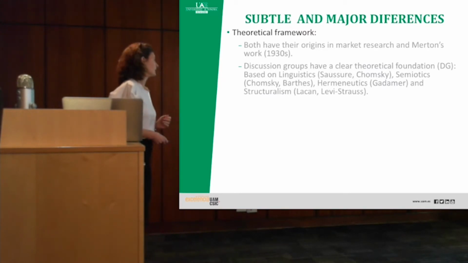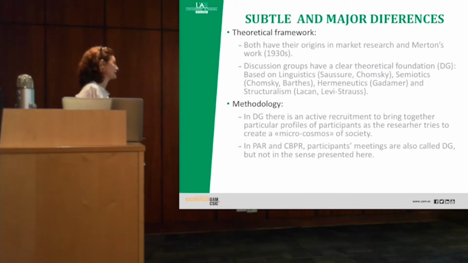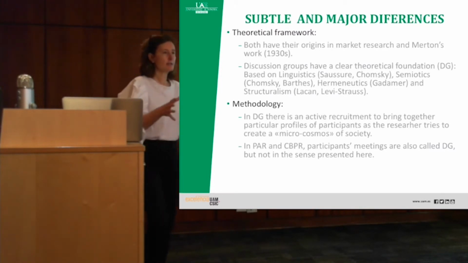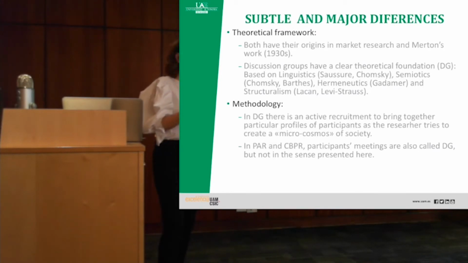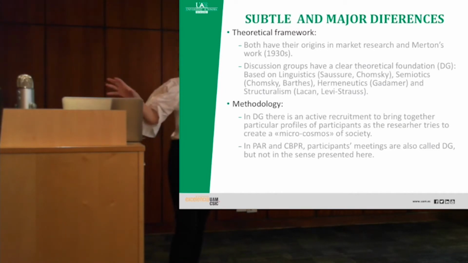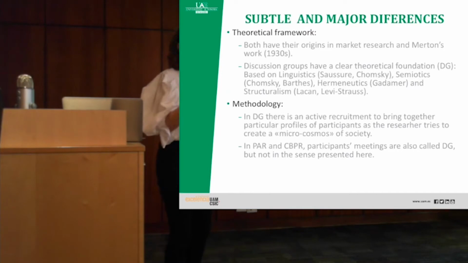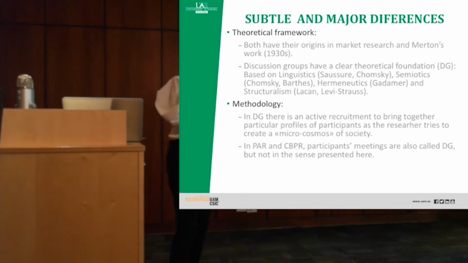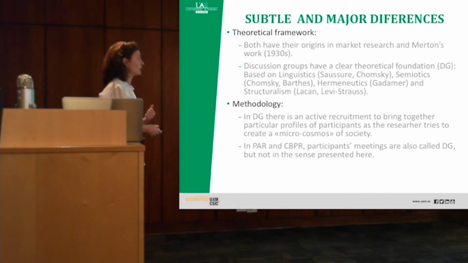And we found another difference. I don't know if subtle or major. In the methodology, because in discussion groups, there is an active recruitment to bring together particular profiles of participants, as the researchers try to create this microcosm of the society. So I've read in some authors that when you have your profiles, the profiles you want to convene in the focus group, you could randomly select any of the people that have this profile. Okay, we don't do that. We think that we have to look for the best person with this profile. It could be three people in a unit, but we need the one that is going to be the best. So we do that with recruiters.